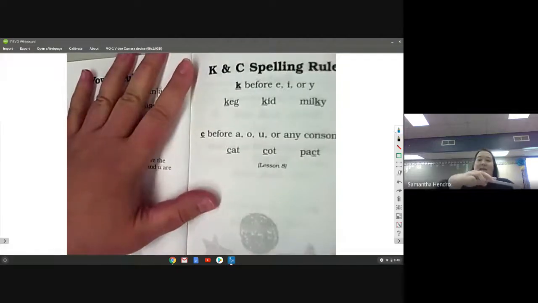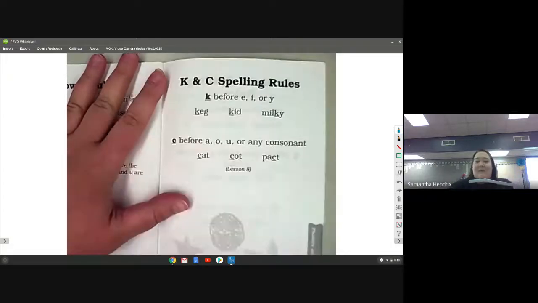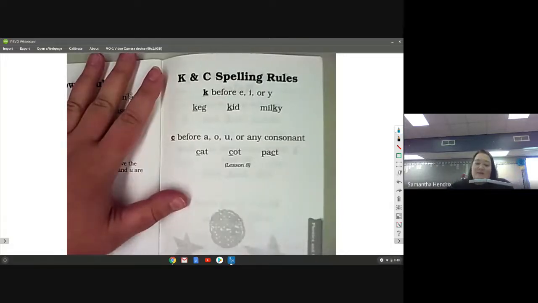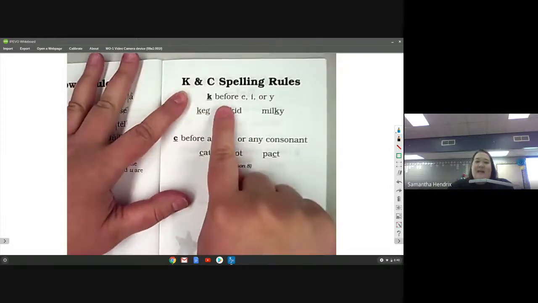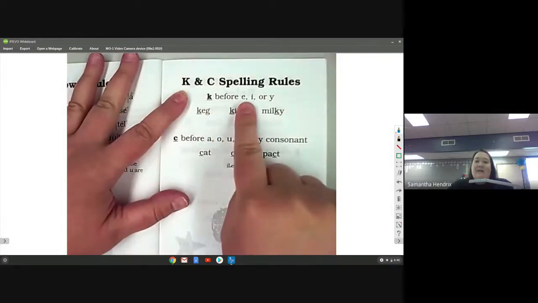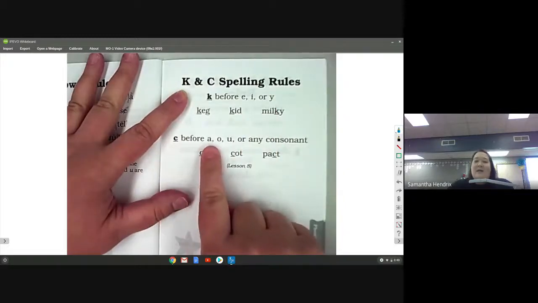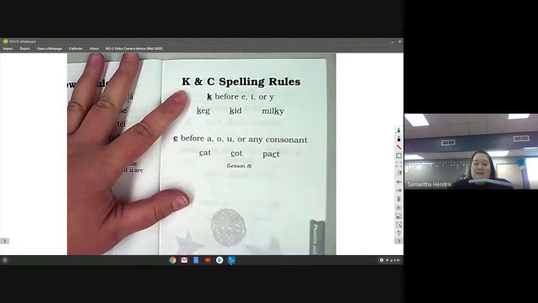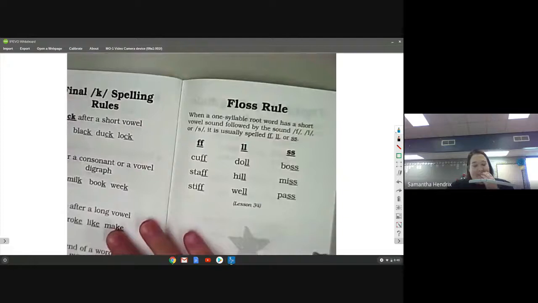So when you're spelling and it's cat or keg, kid, milky, packed, you hear that k sound? Here's your K and C spelling rule. A K before E, I, or Y, and a C before A, O, U, or any consonant. We did this in lesson 8. So here's that page, page 51. There you go. We did this one.